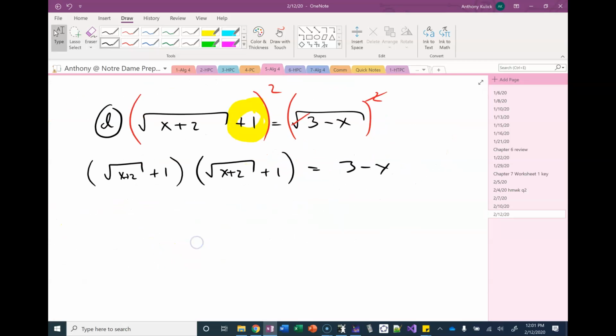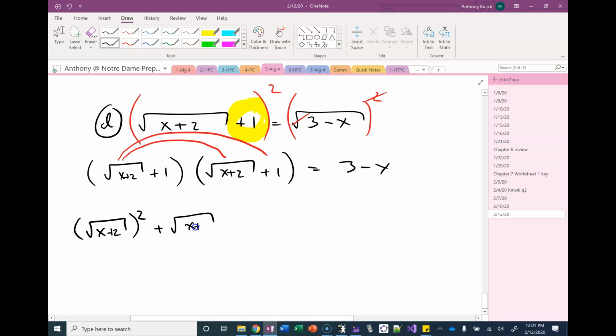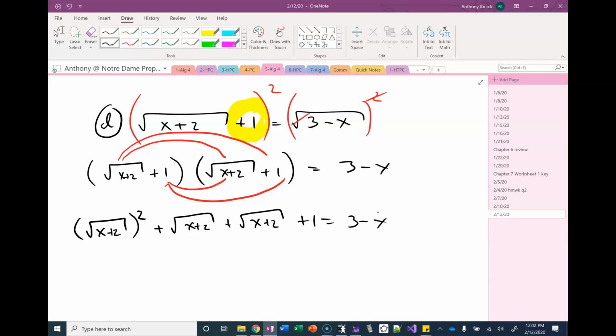All right, so let's FOIL this out. These guys will multiply together. That's the firsts. And then my outer, my inner, and then my last. Is everybody okay with how I FOILed that out?